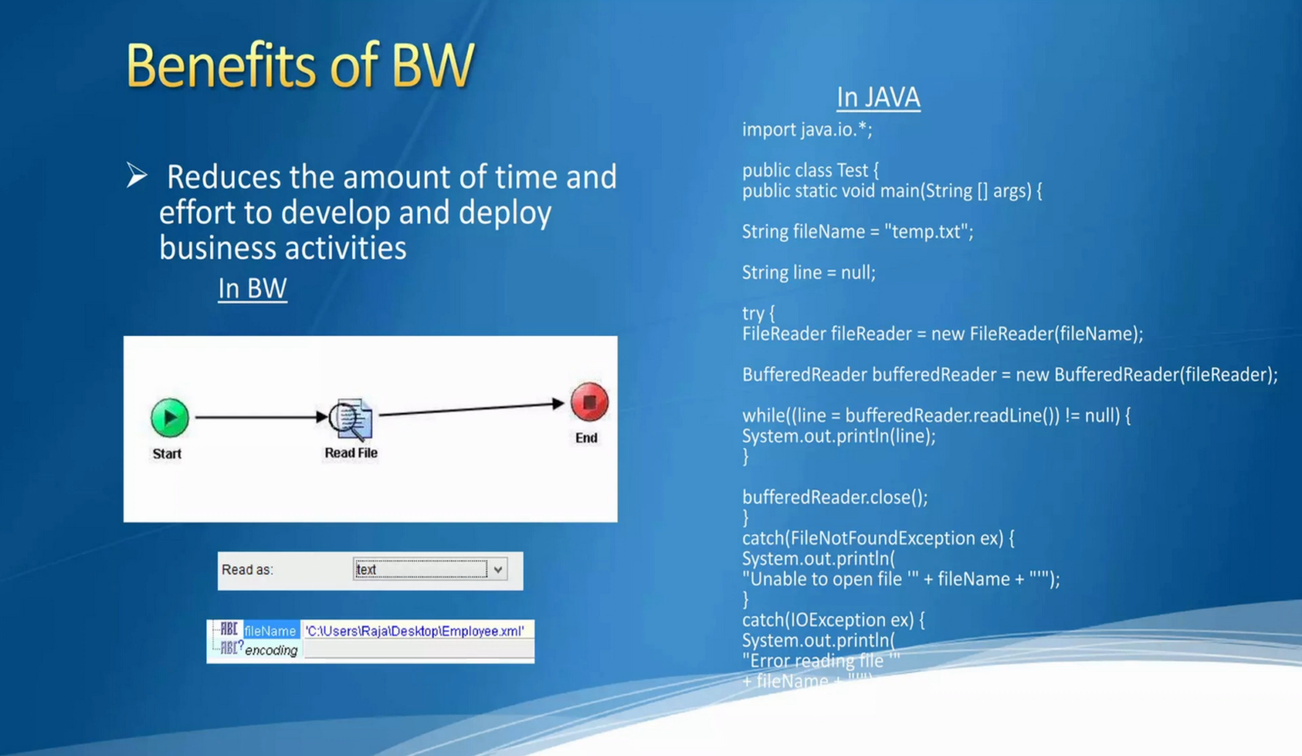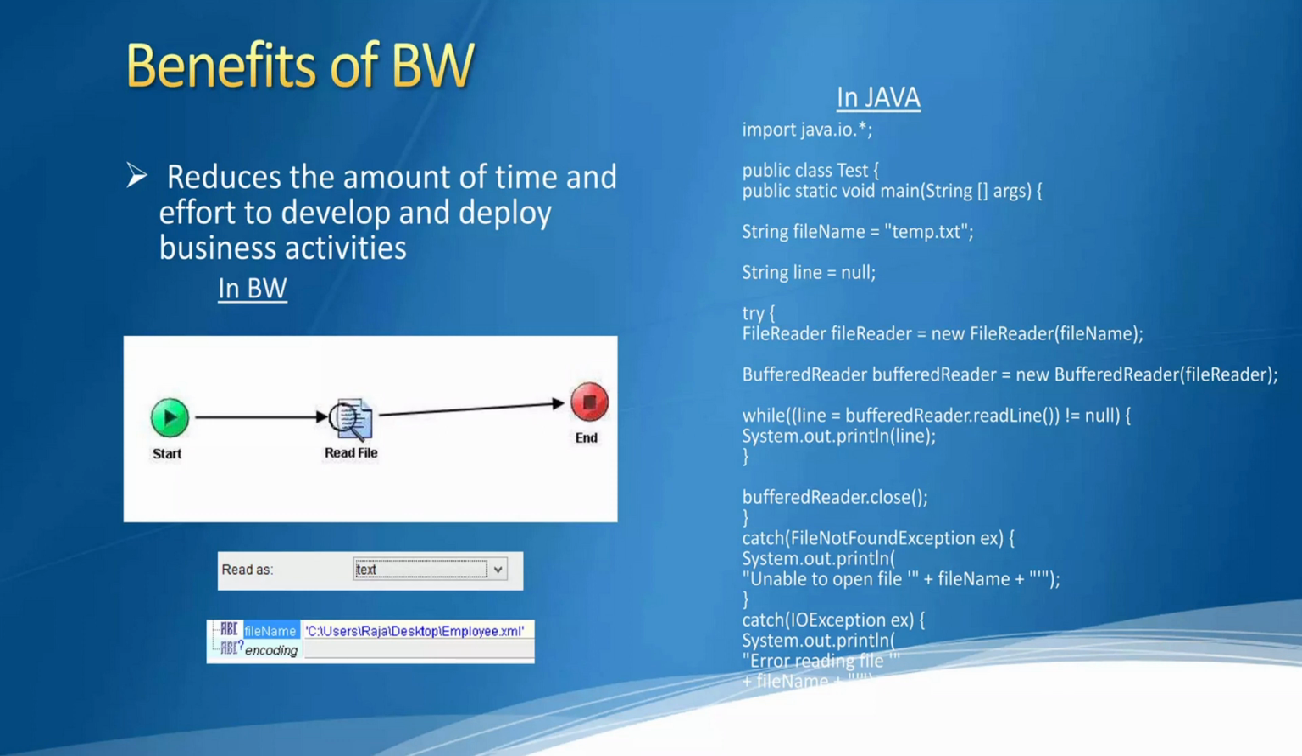So we all know if we are trying to create a file or read a file in Java, we need to write a couple of lines of code to get a single piece of work. However, TIBCO Business Works just helps us with a pick and drag and drop feature in creating a process. So since it is drag and drop, we don't have to write much code. We don't have to write any code. Therefore, it reduces the amount of time and effort to develop and deploy the business activities.